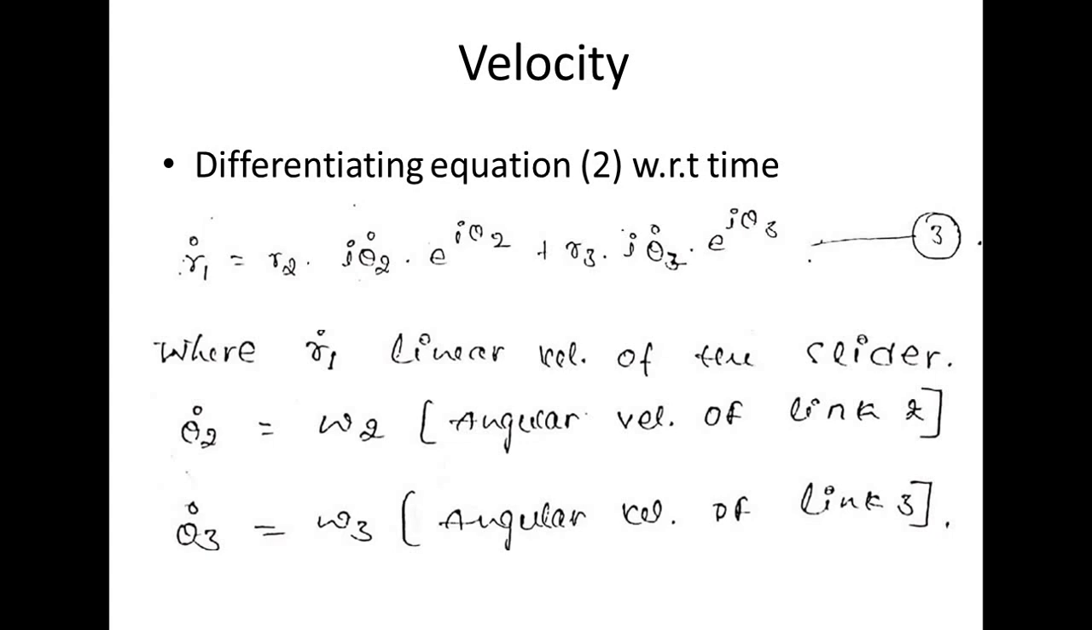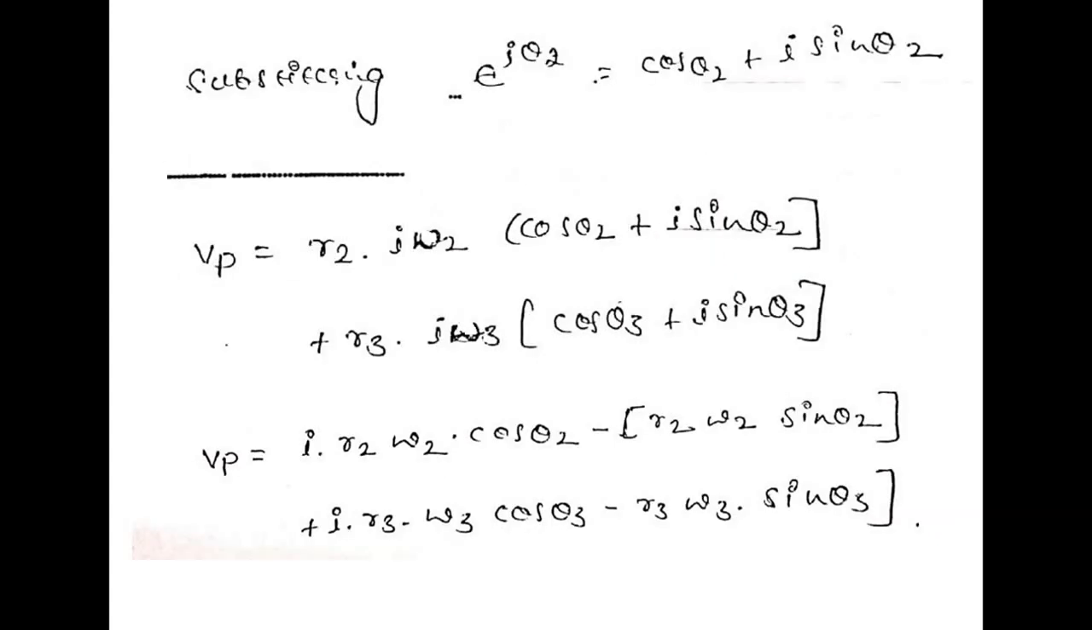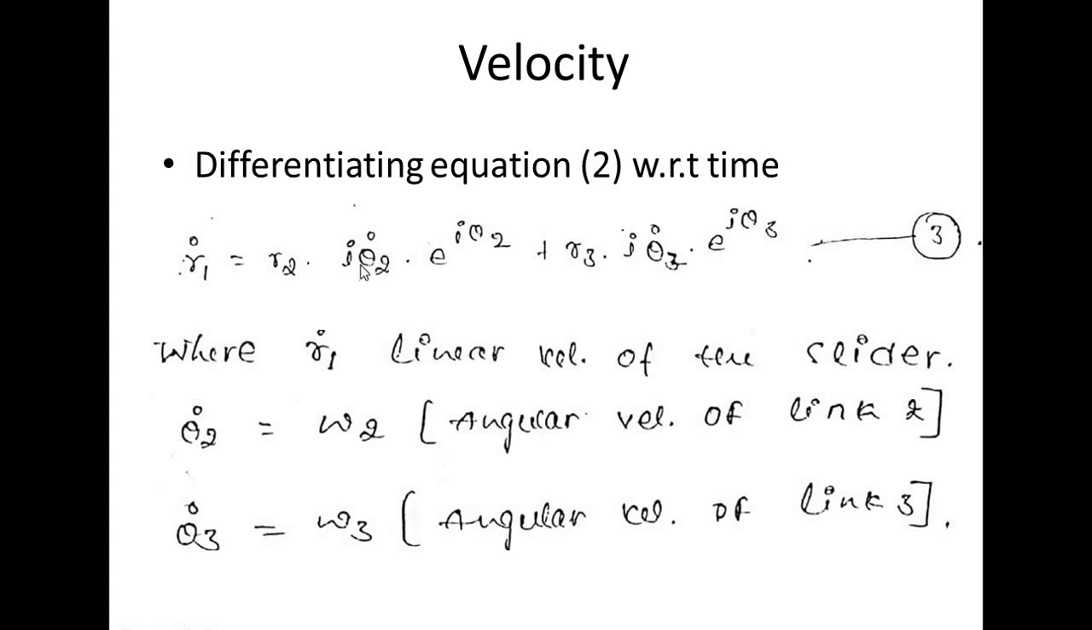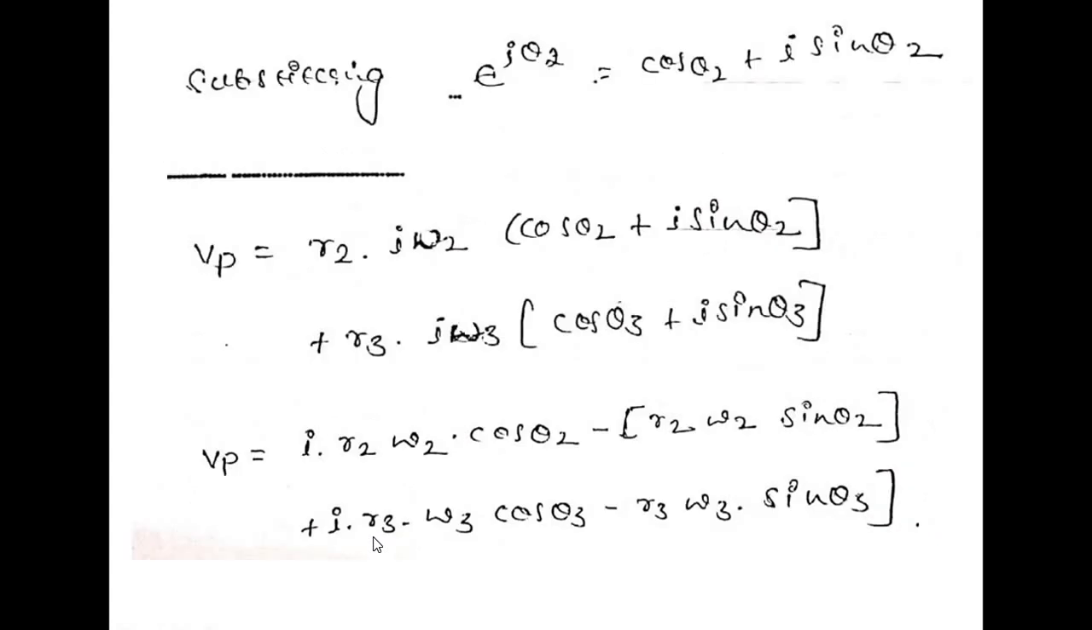Here, if you substitute omega 2 in place of theta 2 dot and omega 3 in place of theta 3 dot, and e to the power of I theta 2 is nothing but cos theta 2 plus I sin theta 2, and similarly e to the power of I theta 3 is cos theta 3 plus I sin theta 3, then in this equation we replace e to the power of I theta 2 by cos theta 2 plus I sin theta 2, e to the power of I theta 3 by cos theta 3 plus I sin theta 3, theta 2 dot by omega 2, and theta 3 dot by omega 3. So we get this equation.